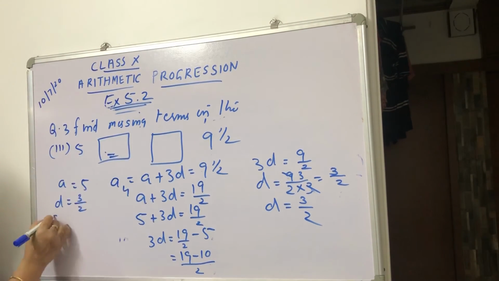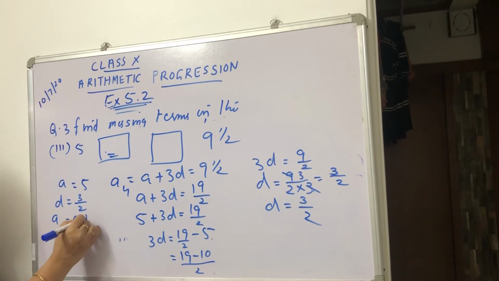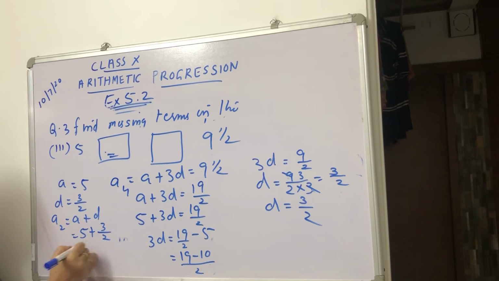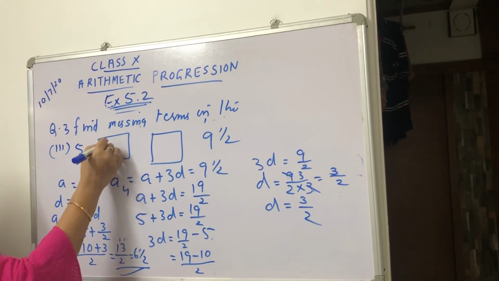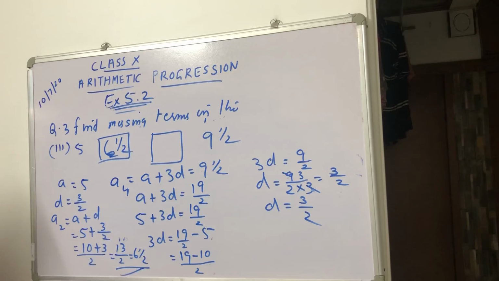This is the second term. A2 is A plus D. What is A? A is 5, plus 3 by 2. It is 10 plus 3 by 2. That is 13 by 2, is 6 1 by 2. So here this is 6 1 by 2.